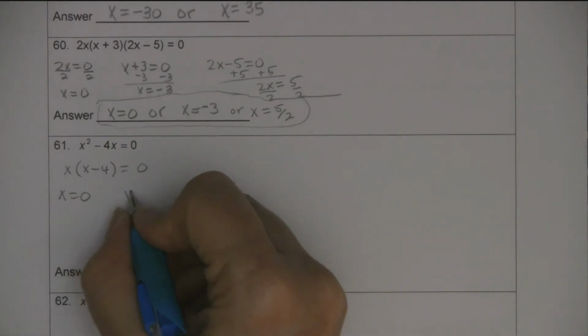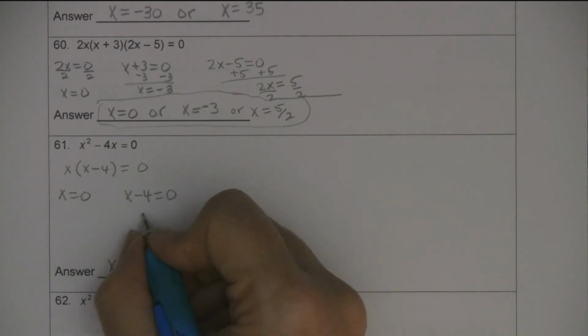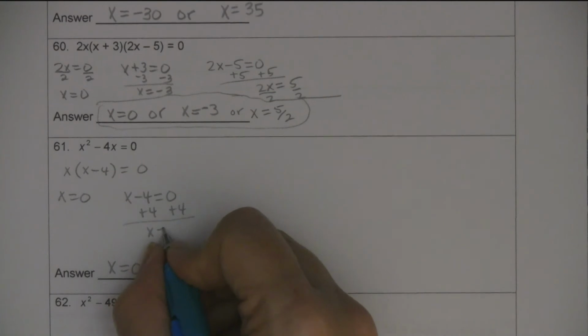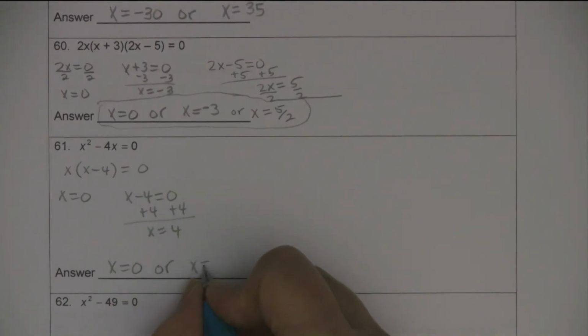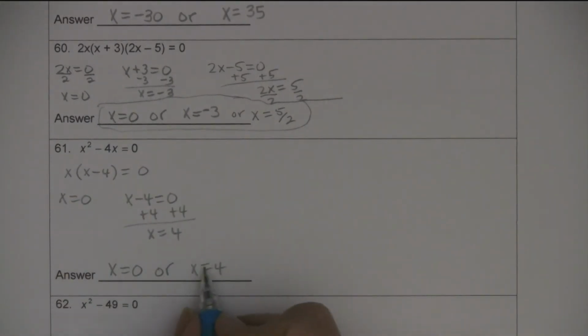And then the other solution, x minus 4 equals 0. And this is not a lot to solve. Add 4. More than the other one though, right? The other one, that was just the answer. So those are the 2 answers. It was degree 2, so I have 2 answers.